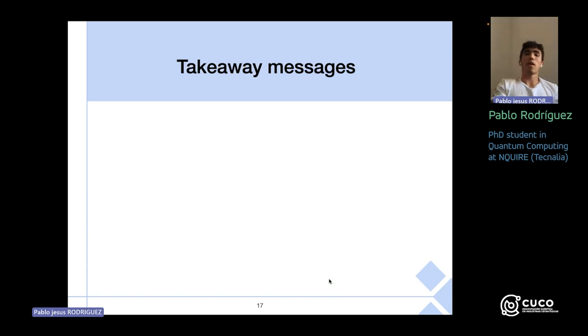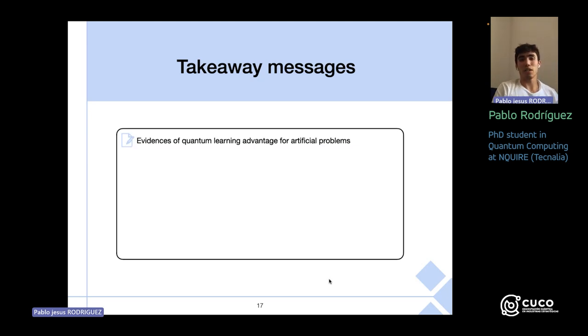So, okay, I want to highlight some takeaway messages. Obviously, it's impossible in one presentation to follow all the concepts and to understand everything about all the papers. But the key ideas are that there is evidence of quantum learning advantage for artificial problems, and I emphasize artificial problems that are specifically created to find this advantage. We need classically hard to estimate kernels. We need to design kernels which are not efficiently computable on a classical computer, because if not, you only need to perform classical machine learning.